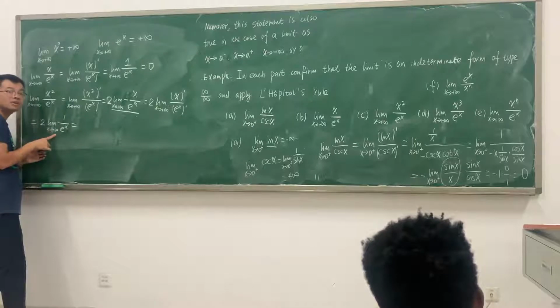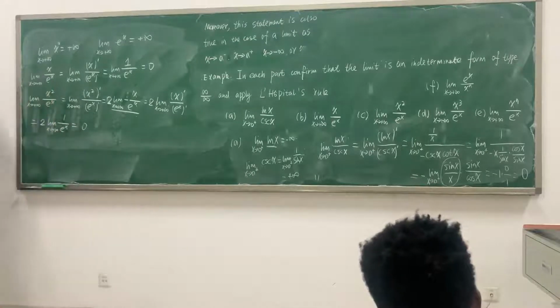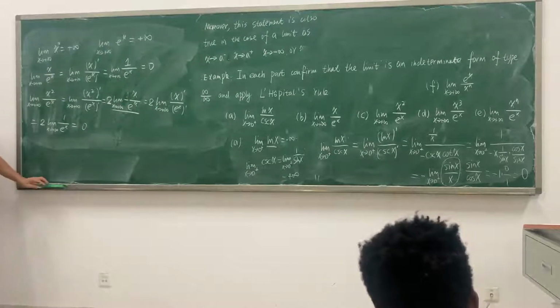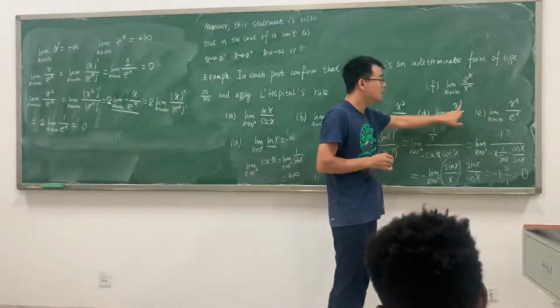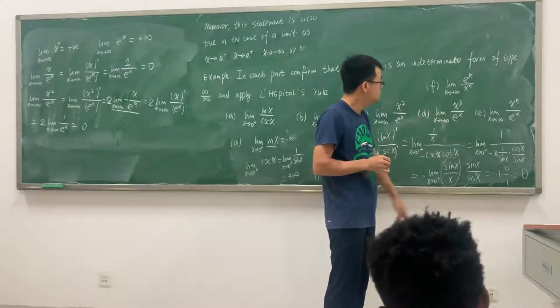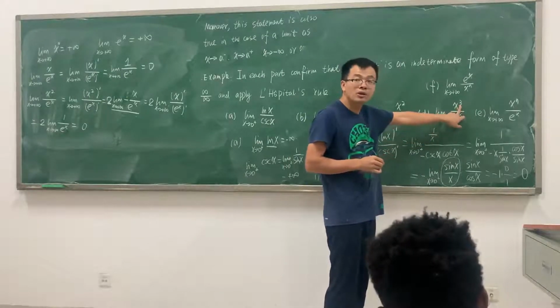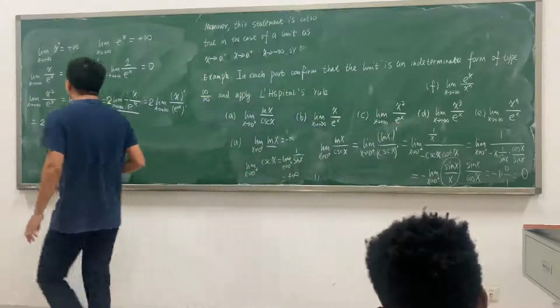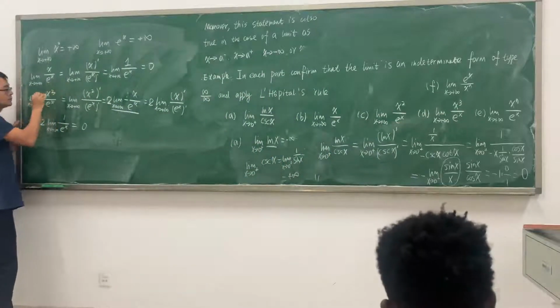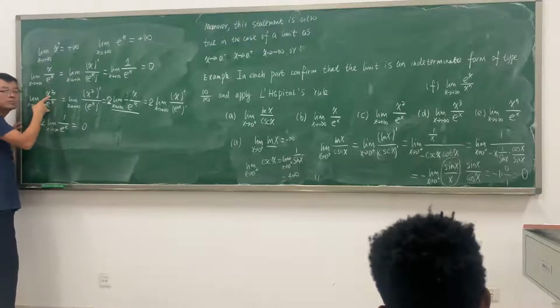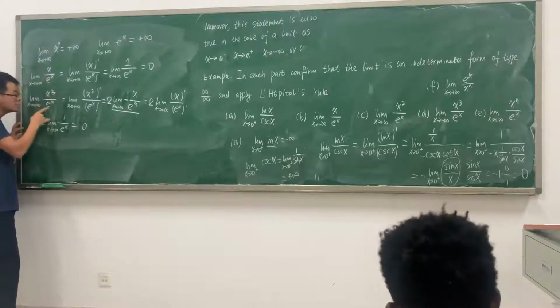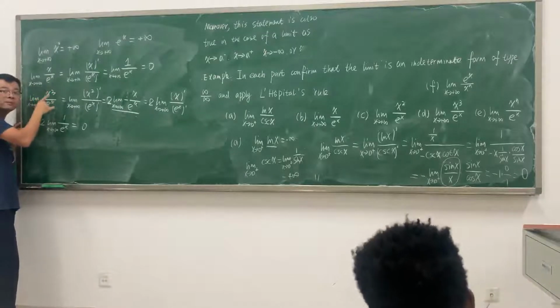As x approaches plus infinity, 1 by infinity is 0. So now, if the numerator is x cubed, where x approaches plus infinity, x cubed approaches plus infinity. This is plus infinity, so infinity by infinity.